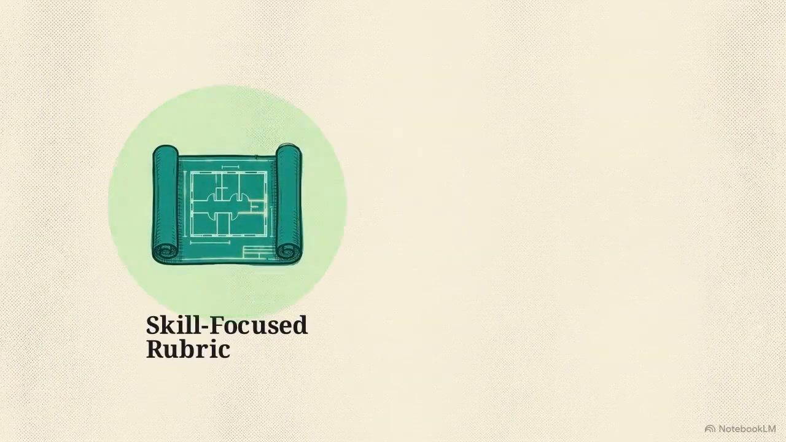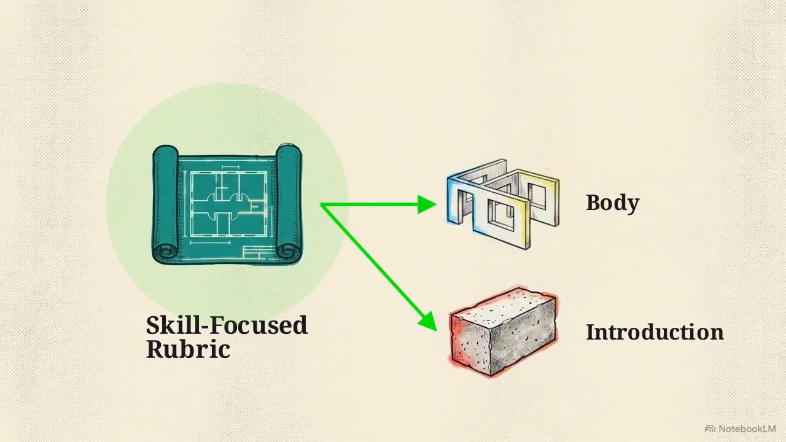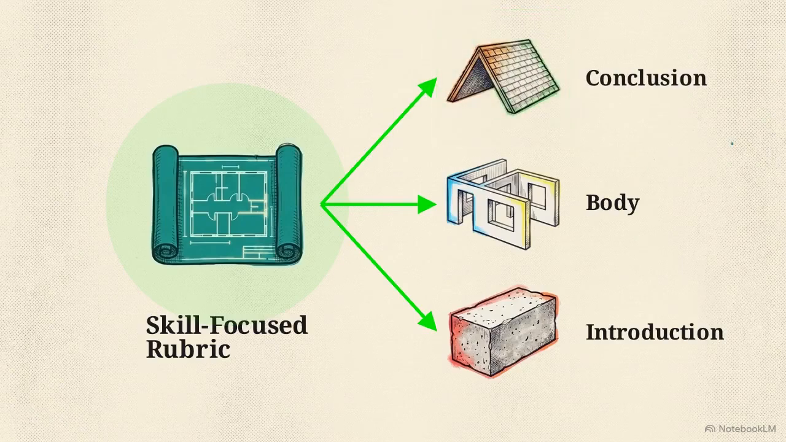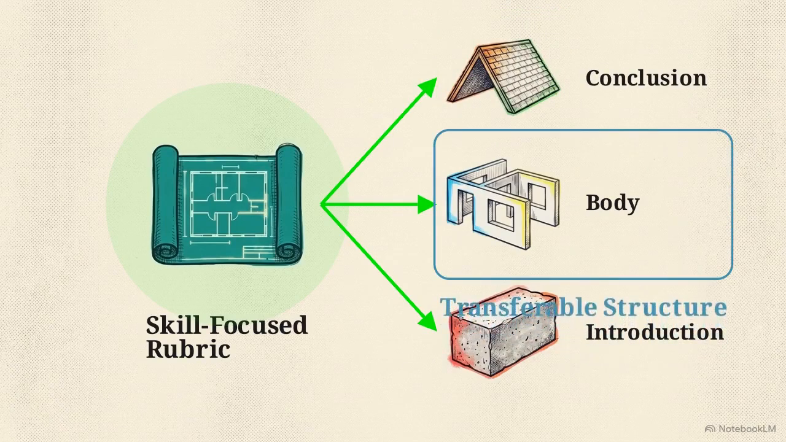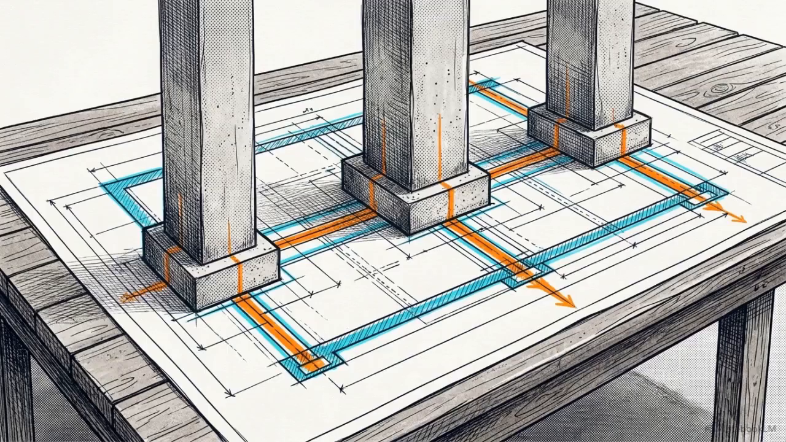It roots criteria in the skill's fundamental mechanics. Instead of firefighter facts, it demands structural elements, an introduction, body, and conclusion. Because these are conceptually abstracted, they transfer seamlessly to any future narrative problem. A skill-focused rubric goes beyond scoring a test. It actively serves as an architectural blueprint for the teacher's entire instructional sequence.